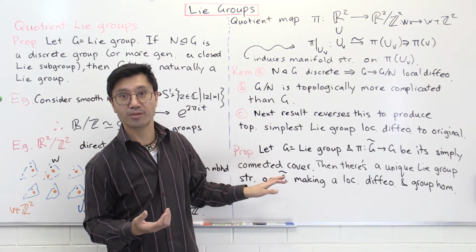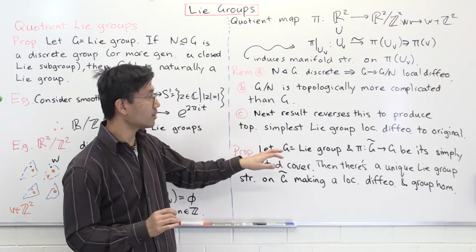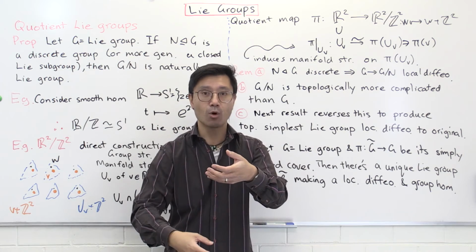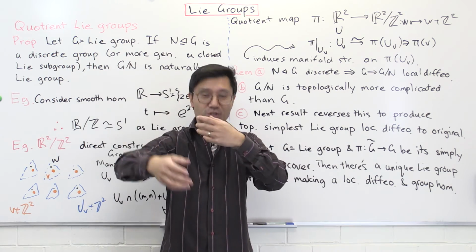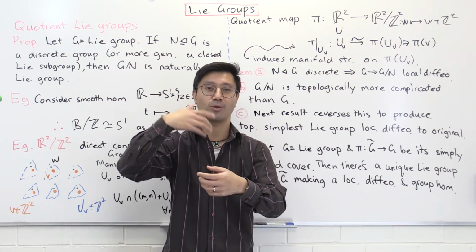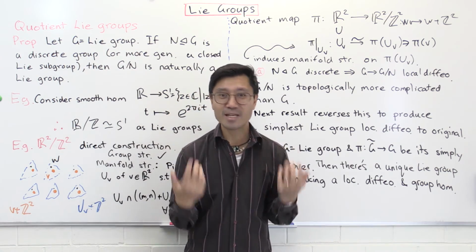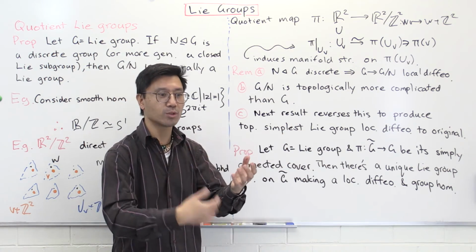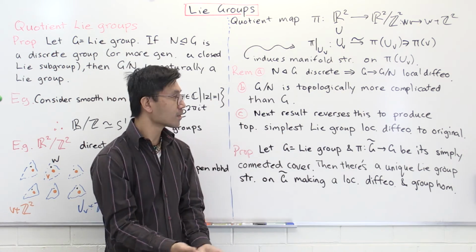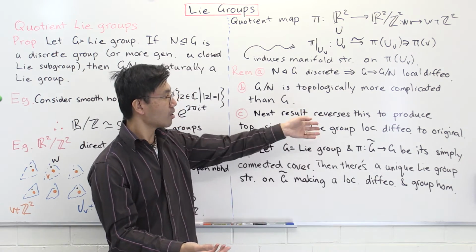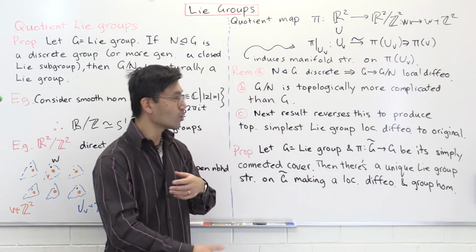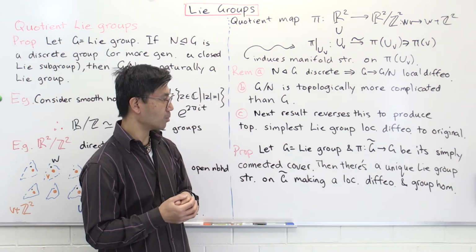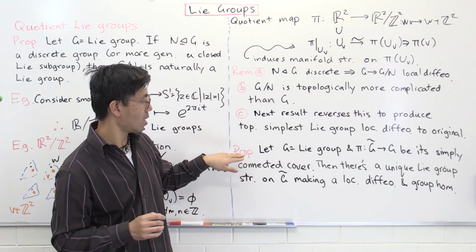And this last result that I want to tell you about is a really interesting result. If you take a quotient and it gets topologically more complicated, can you undo the quotient and make it as simple as possible topologically? And the amazing thing is that you can actually do this. So the next result reverses this. You want to undo a quotient, where you may not see what that might be, to get the topologically simplest possible. And this is the way to state the result.